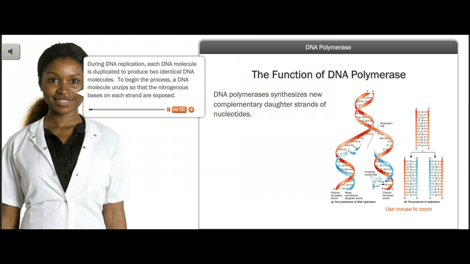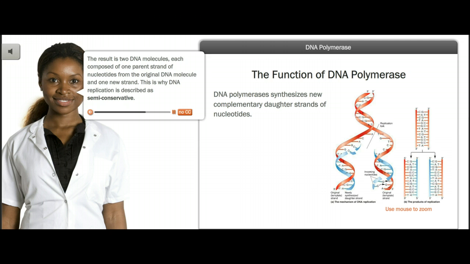During DNA replication, each DNA molecule is duplicated to produce two identical DNA molecules. To begin the process, a DNA molecule unzips so that the nitrogenous bases on each strand are exposed. New complementary DNA nucleotides line up along each of the parent strands. The enzyme DNA polymerase links the nucleotides together and then proofreads the strands to be sure they are correct. The result is two DNA molecules, each composed of one parent strand of nucleotides from the original DNA molecule and one new strand. This is why DNA replication is described as semi-conservative.